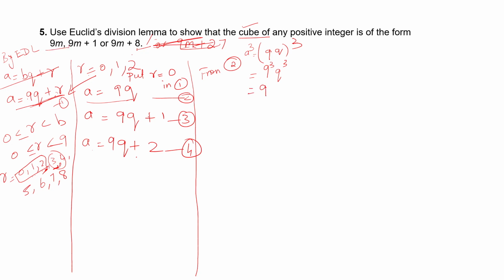See here. All should be m. That's all. Take a 9 outside. Keep everything inside. Done. 9m. That's it. Don't expand, please. Don't expand. Okay. So this is done.